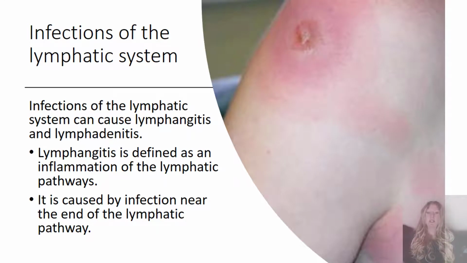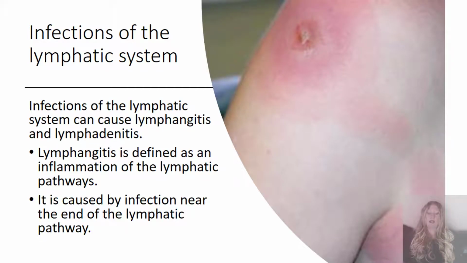Infections of the lymphatic system can cause lymphangitis and lymphadenitis. Lymphangitis is defined as inflammation of lymphatic pathways. It is caused by an infection near the end of one of the lymphatic pathways.